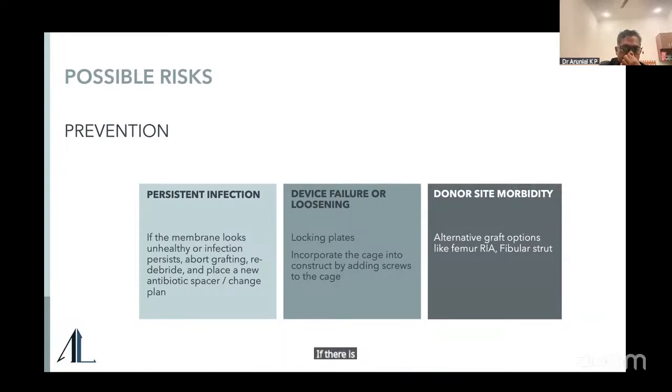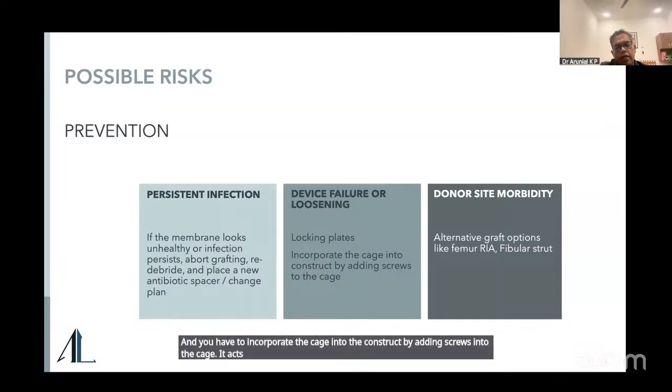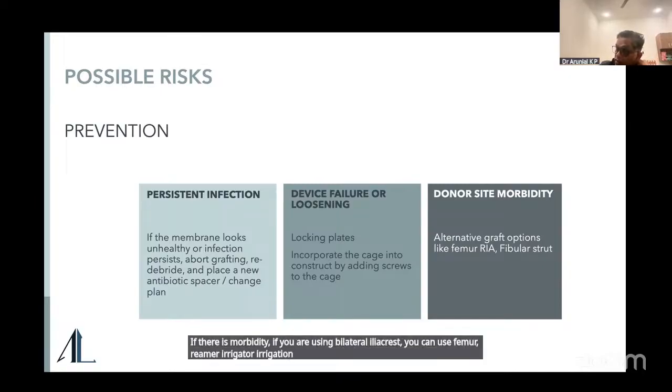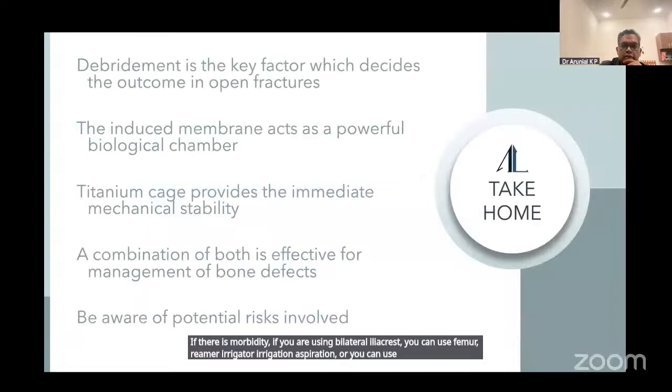If there is a device failure or loosening, you can use locking plates instead of the routine plates. And you have to incorporate the cage into the construct by adding screws into the cage. It adds to the stability. And to prevent donor site morbidity, if you are using bilateral iliac crest, you can use femur irrigation aspiration, or you can use fibular strut grafts.